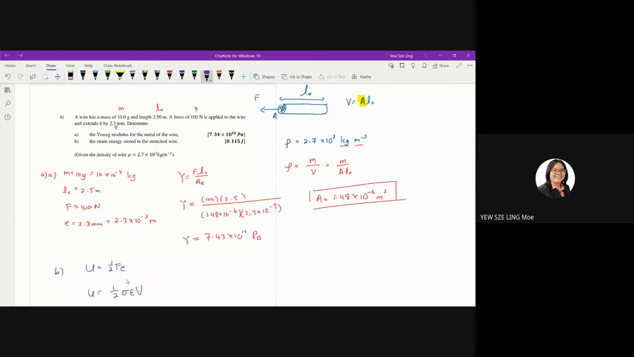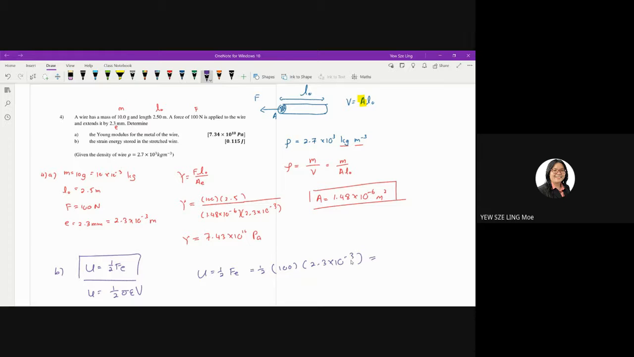Obviously in this question, the better equation would be the first one, where U equals 1 over 2 F e. That way you don't have to recalculate epsilon, sigma, or the volume. Straight away you can use F e to solve the question. So U equals 1 over 2 F e equals 1 over 2. Now F given is 100. Elongation given is 2.3 times 10 to the power of negative 3.